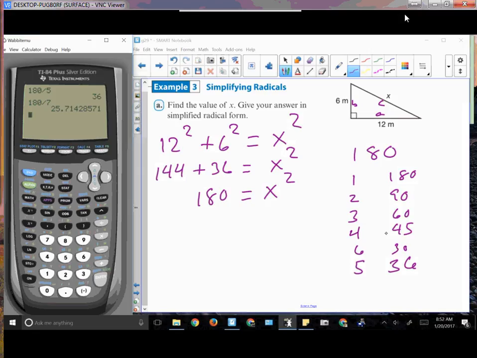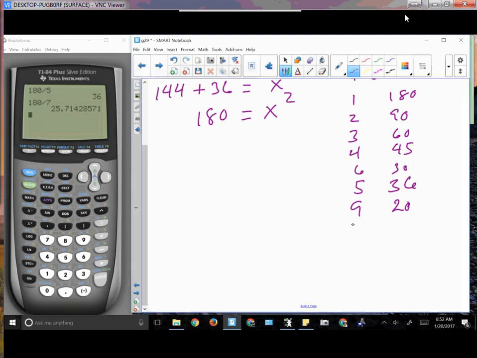Does 9 go into it? Oh yes, 9 goes into it, and I end up with 20. Does 10 go into it? Yep, and I get 18. Does 11 go into it? Probably not. Does 12? Yes, 12 will, because 12 doubles 6. That goes to 15, so 12 and 15 go into it. 13 probably doesn't go into it. 7 never went into it, so 14 doesn't go into it.